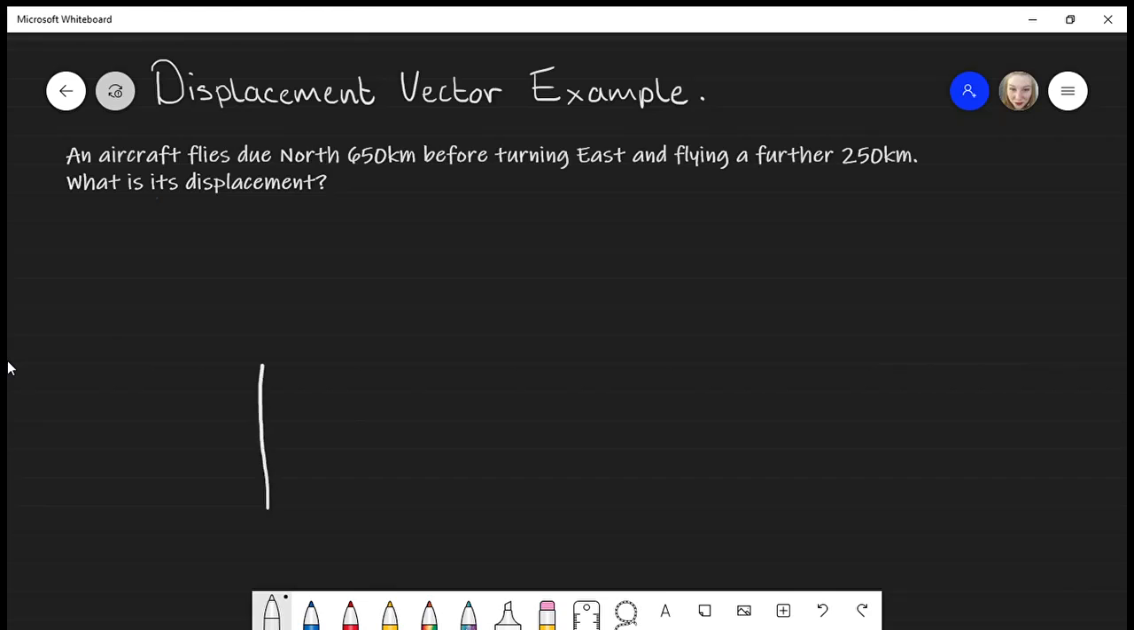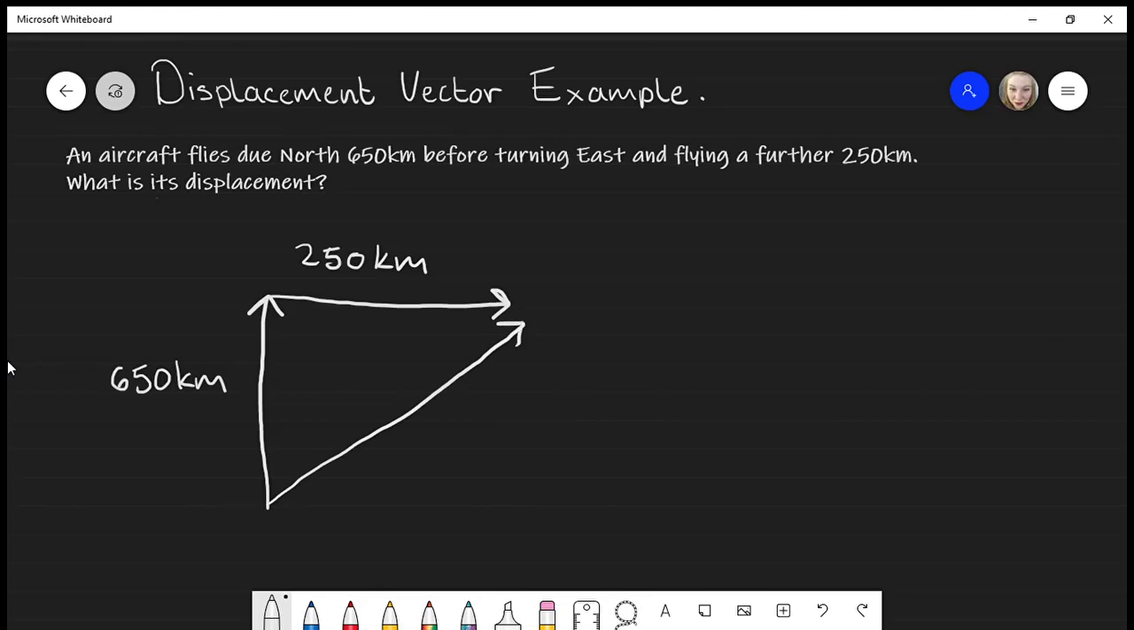So it goes north for 650 kilometers before flying east for 250 kilometers. This means our displacement will be this line here. So it completes the vector triangle.